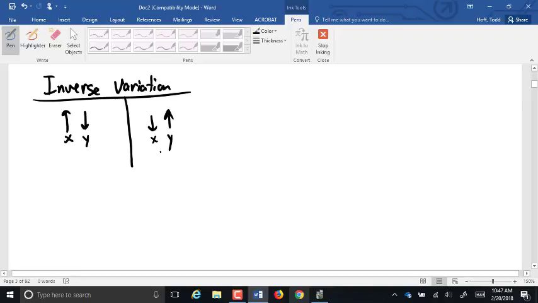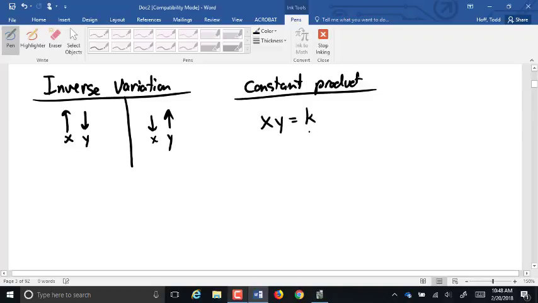So the relationship here, this is not a constant ratio. This is a constant product. So it's a constant product. X times y equals a constant. And the alternative way of writing it is y is equal to that constant divided by x. So if we have y varies inversely as x, that's telling us it's going to be one of those two forms.